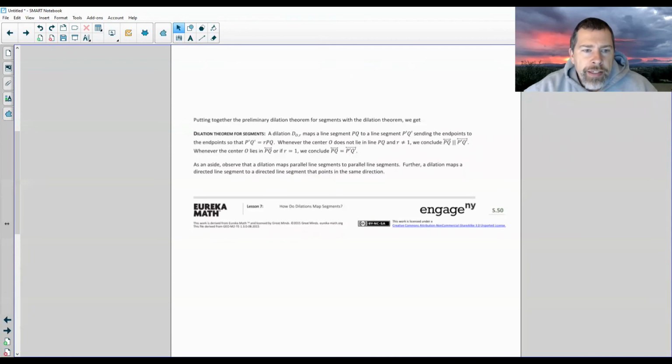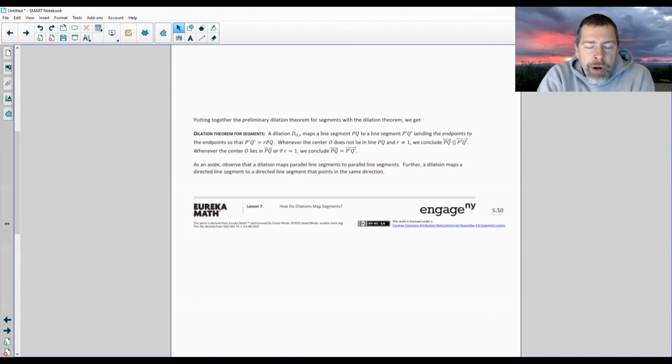So after all that is said in the proof, putting together the preliminary dilation theorem for our segments with the dilation theorem, we get the dilation theorem for segments. So we just use another proof to create another theorem that we can put into our arsenal or our toolbox that we no longer have to explain. We can just say by the dilation theorem.